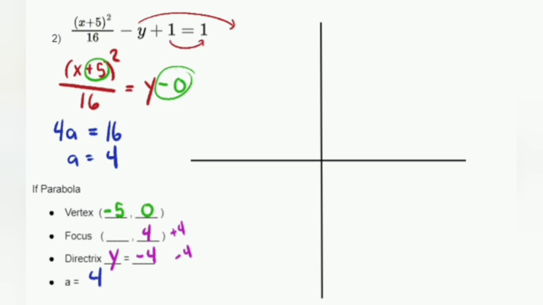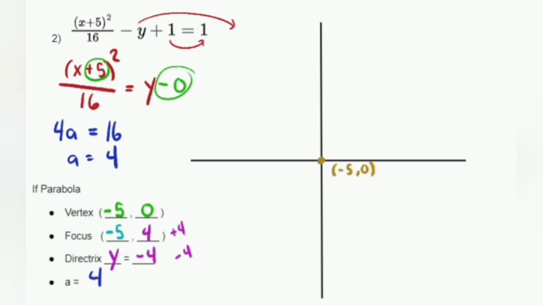So we labeled the focus y, and now we're going to add 4 to the y value, which is 0. So 0 plus 4 is 4. And for the directrix, we're going to subtract 4 from the vertex. 0 minus 4 is -4. Because we changed the y, we don't change the x. So I just put the -5 in there.